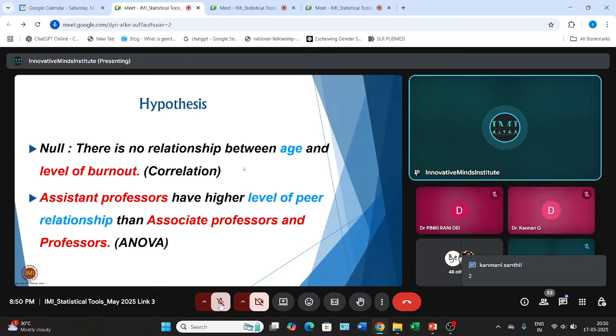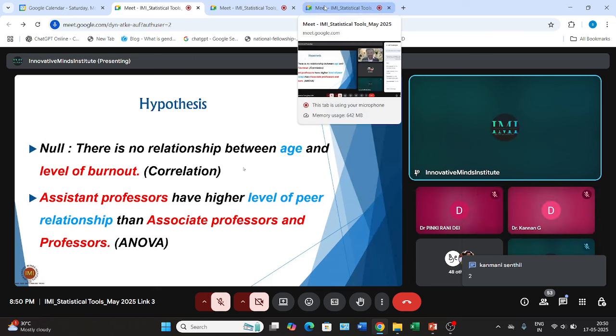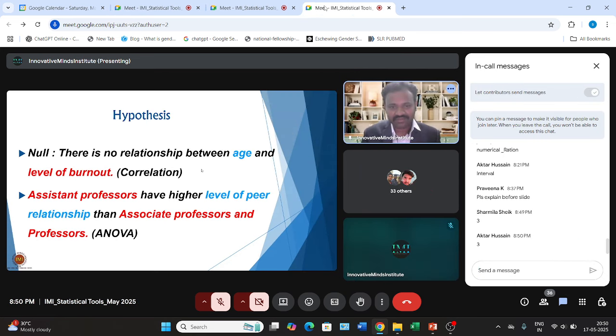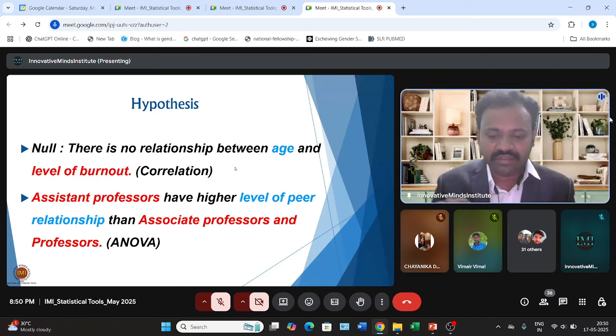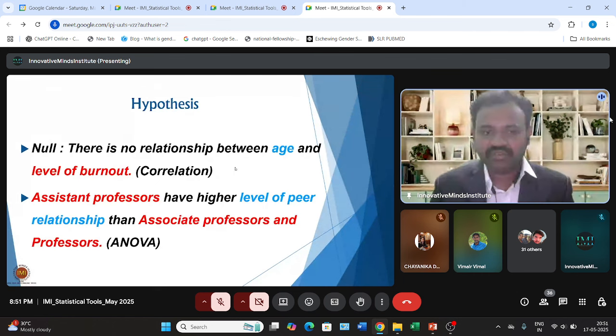Yeah. So let me answer the question. Let me ask the question first for your understanding. In the second hypothesis, how many variables are there? I'm not talking about attributes. How many variables are there? Assistant professors have higher level of peer relationship than associate professor and professor, right? So here only 2 variables are there, okay?